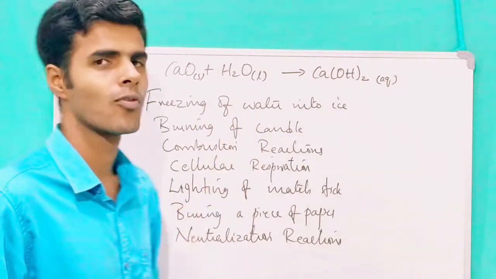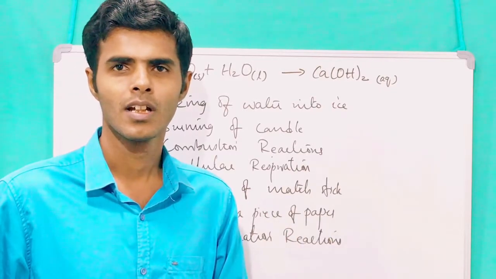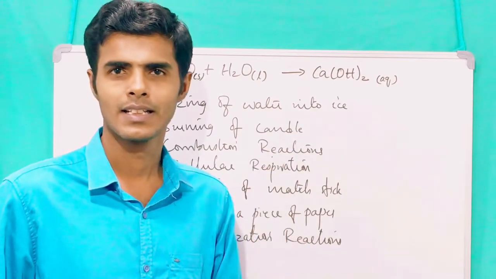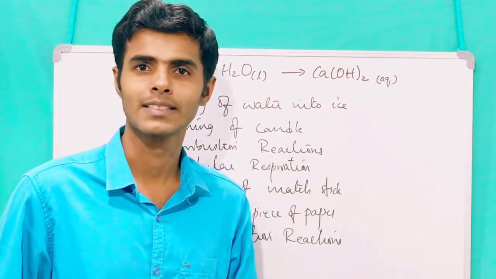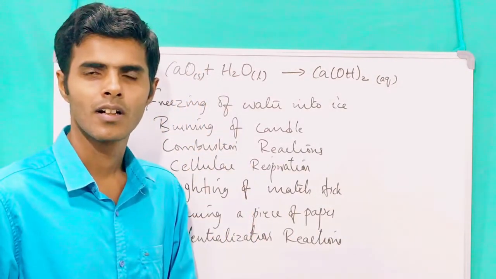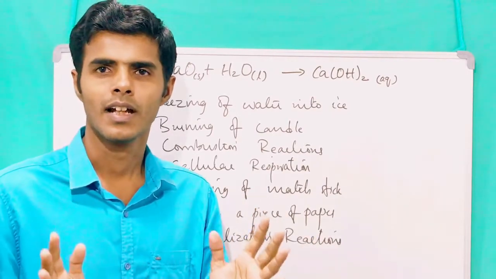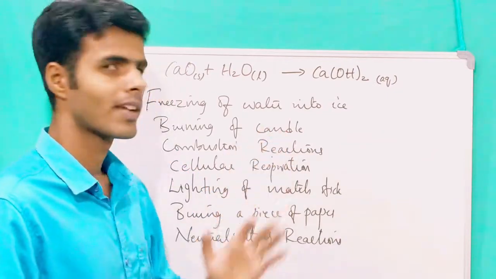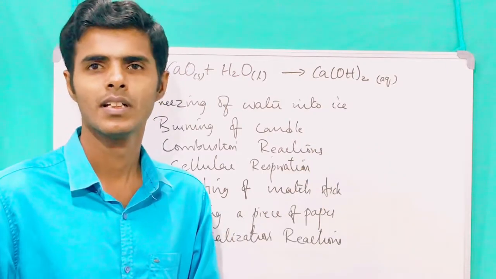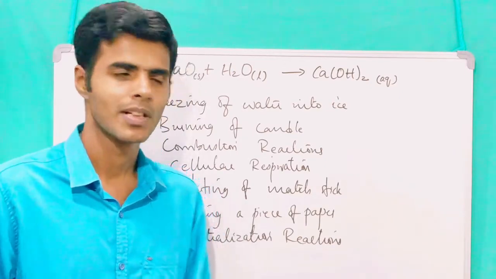Another example, freezing of water into ice. When you are keeping water in the freezer of your refrigerator, ice is being produced there. During that process, heat energy is liberated. Freezing of water into ice is an example for exothermic reaction. Another example, burning of candle. Almost all the combustion reactions are examples for exothermic reactions. Burning of candle, paraffin wax, it's a hydrocarbon material which is burnt with fire in presence of oxygen. That is an example for exothermic reaction.